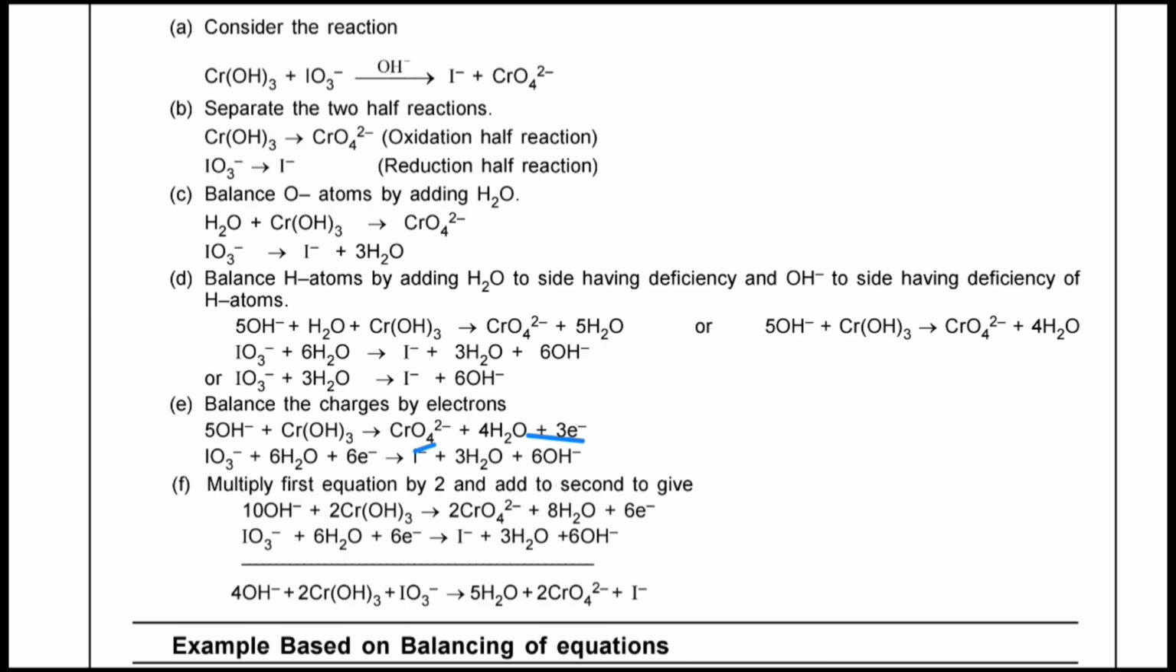In the reduction half reaction, on the left side the charge is -3 -1, and here it is -6 -1, which is -7, so we will add 6 electrons on the left side of the equation to balance it. We multiply the first equation by 2 to have the same number of electrons on different sides of the equation. These 6 electrons will cancel out, and we will get our final equation in which atoms and charges are balanced.